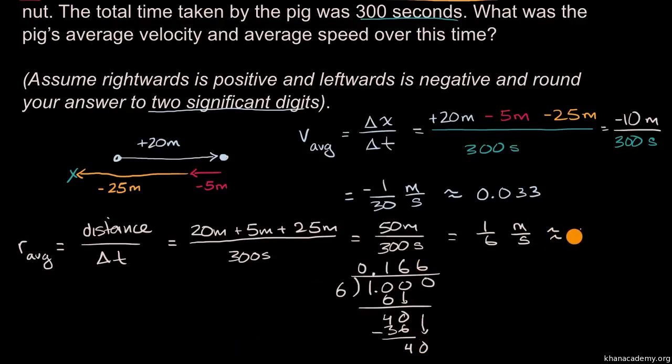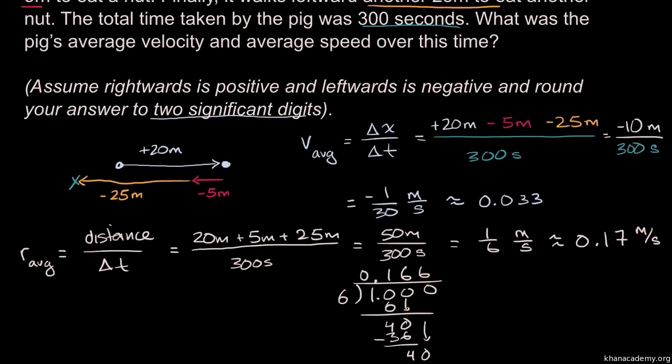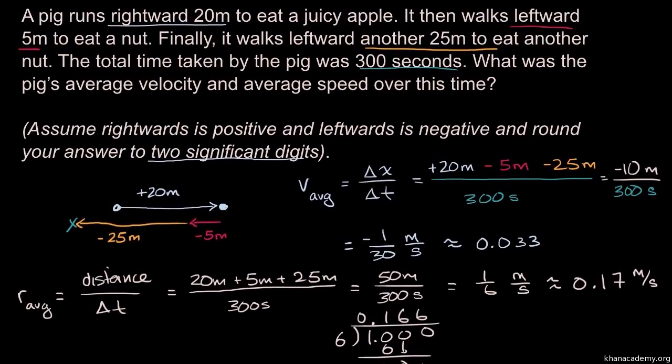So this is going to be approximately equal to 0.17. If we want two significant digits, 0.17 meters per second, and we are done. We figured out the average velocity and the average speed.